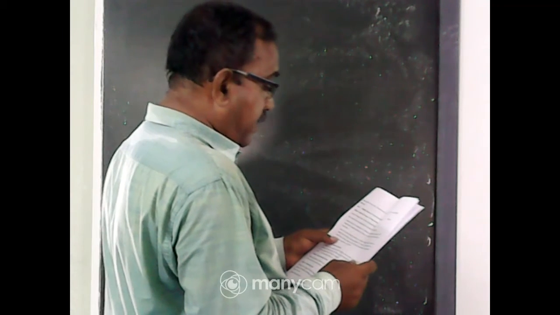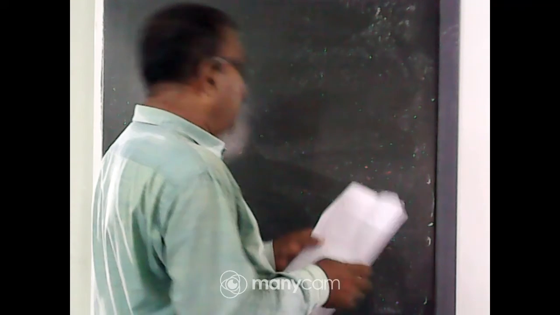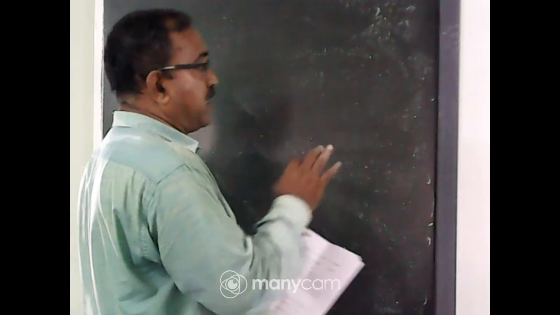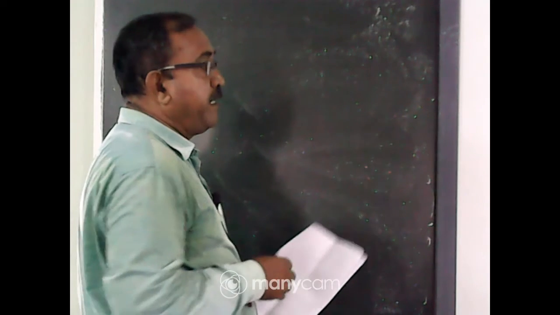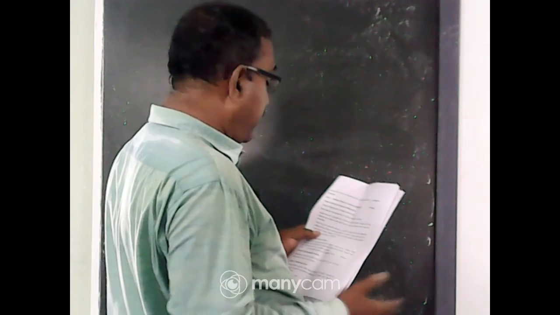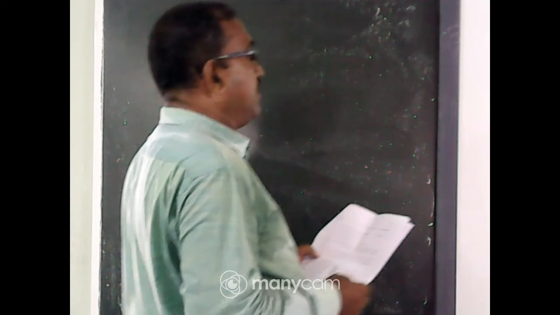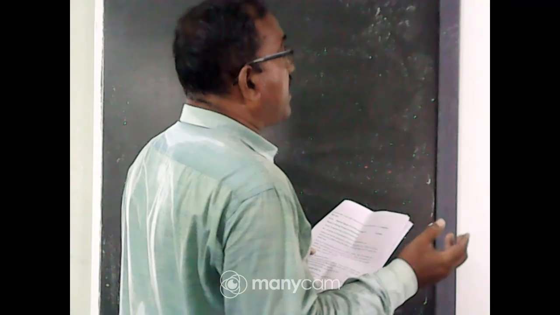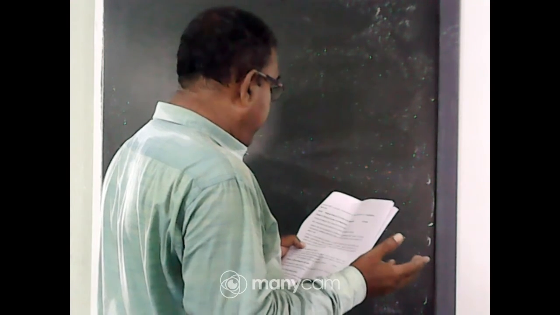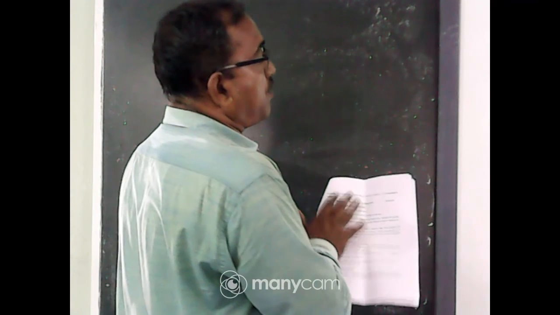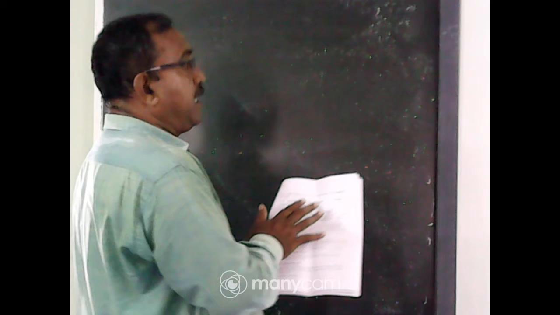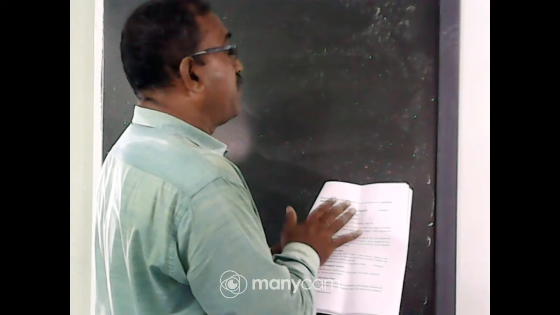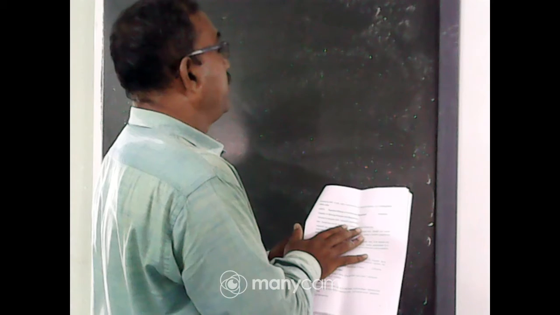Torque experienced by a current loop in uniform magnetic field. Torque tau equal to B I A into N. And moving coil galvanometer, this is also a vital part. Its current sensitivity, voltage sensitivity and conversion into ammeter and voltmeter. So, my dear students, up to this portion is your syllabus. All are clear and you must remember the syllabus for 2021.